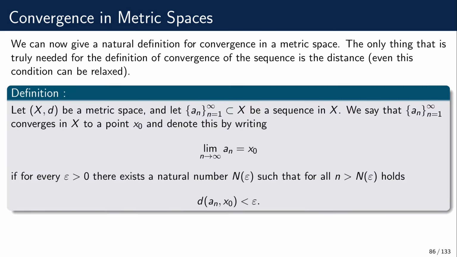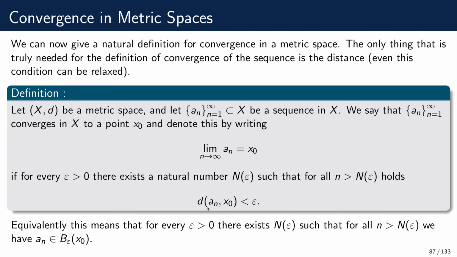So now let us define convergence in a metric space. Let (X, d) be a metric space, and let a_n be a sequence in X. We say that this sequence a_n converges to some point x0, which is an element of X, and we write this in the same way. X can be a very abstract space. If for every epsilon we can find a natural number n(epsilon) such that for all n greater than n(epsilon), the distance between a_n and x0 is smaller than epsilon. Equivalently, for every epsilon there exists n(epsilon) such that for all n greater than n(epsilon), a_n lies in the epsilon neighborhood of x0.